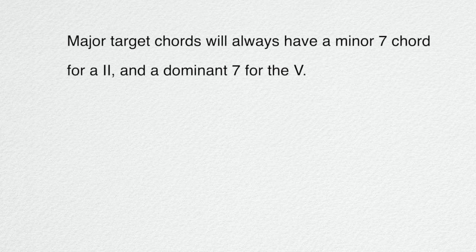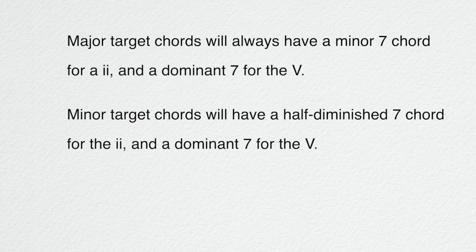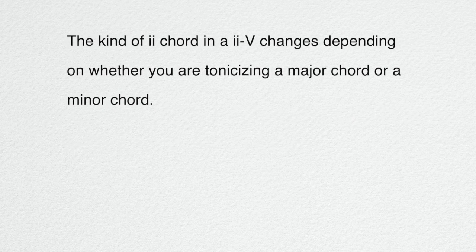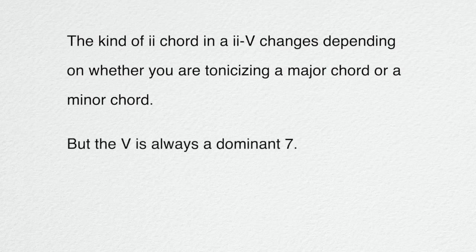Major target chords are always going to have a minor 2-7 going to a dominant 7th for the 5. But minor target chords will have a half diminished 7th for the 2 chord, as we've just seen, but also a dominant 7 for the 5. So the kind of 2 chord you get changes depending on whether you're tonicizing a major chord or a minor chord, but the 5, the dominant 7, is always the same.